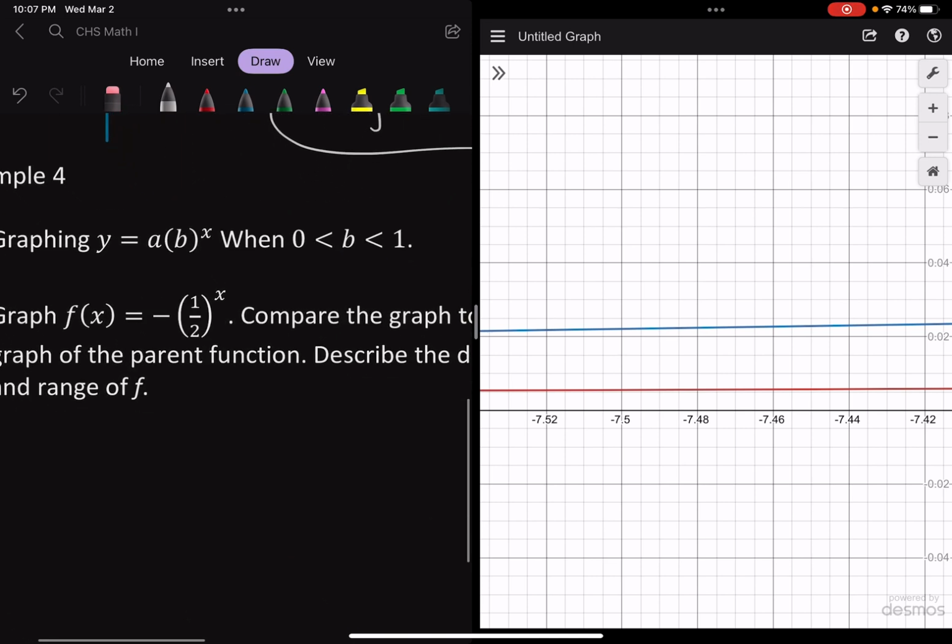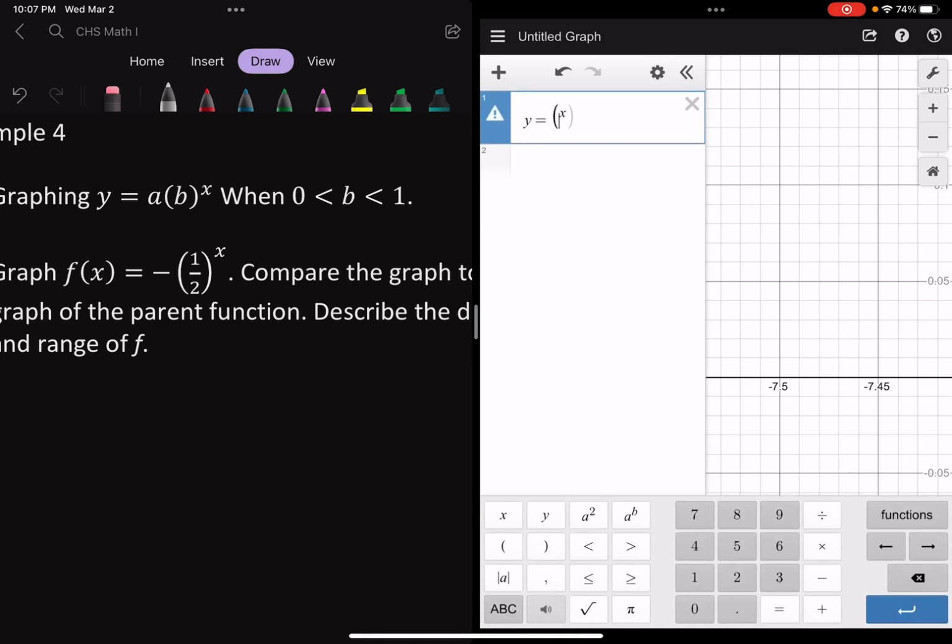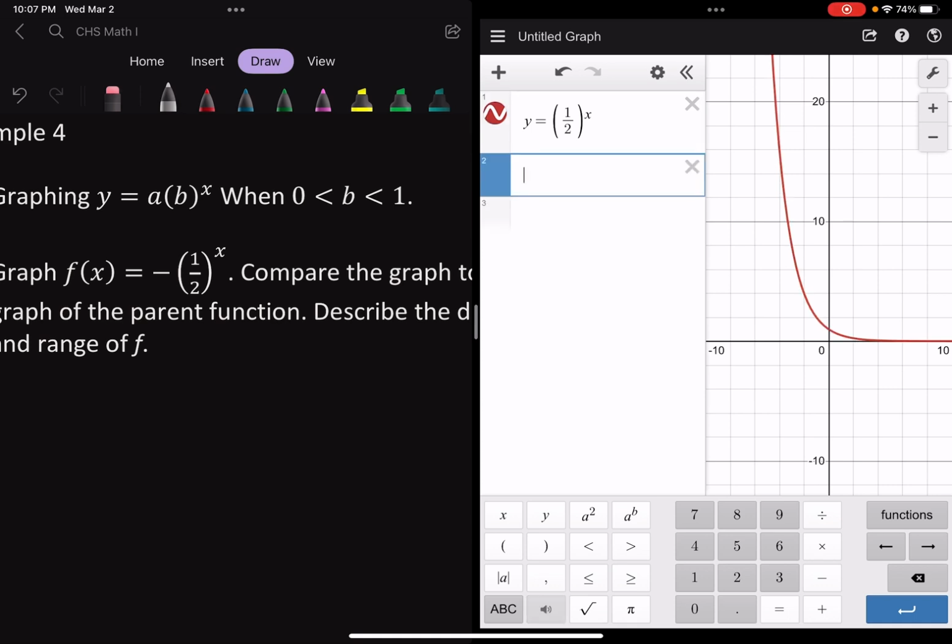My next example is now we want to graph this one. So again, remember my parent function is not going to be 2 now, so we need to change this one to 1/2. So I'm going to go ahead and put parentheses, 1 divided by 2, and then close the parentheses. So we're doing 1/2 to the x, and we're also going to have y equals negative 1/2 raised to the x. I forgot the divide. Let's fix this up just a little bit.